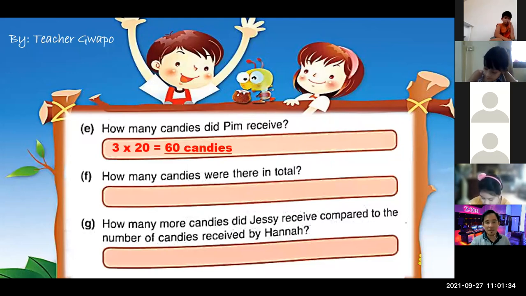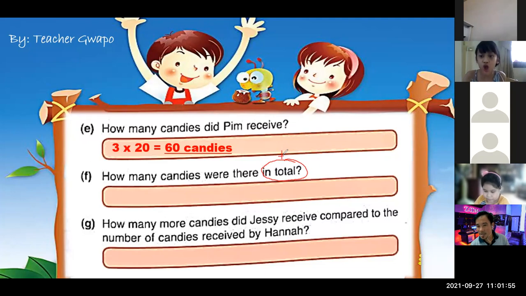How about letter F? How many candies were there in total? You see again the word total here. You say total here, you have to add, plus. Okay, plus. We say total, you have to plus. Go. So how many are there? How many candies?